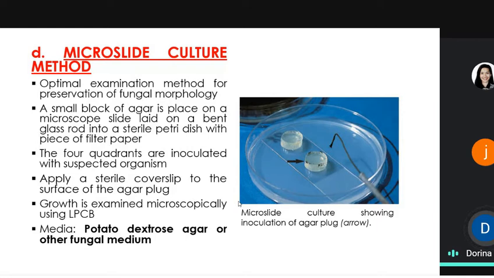Okay? Anong ititignan ninyo afterwards dyan? Examine mo yung cover slip, examine mo yung slide. Tatanggalin mo na yung media. Kasi dun mo makikita ngayon, kaya sabi natin dyan, optimal examination for preservation. You can take a look at both the vegetative hyphae and also your aerial hyphae. And syempre, kung merong present na reproductive structure dun, makikita mo rin dun sa iyong cover slip.